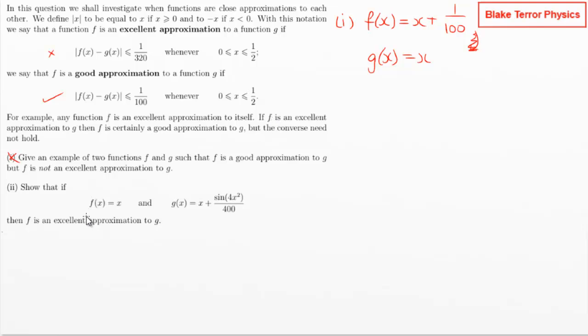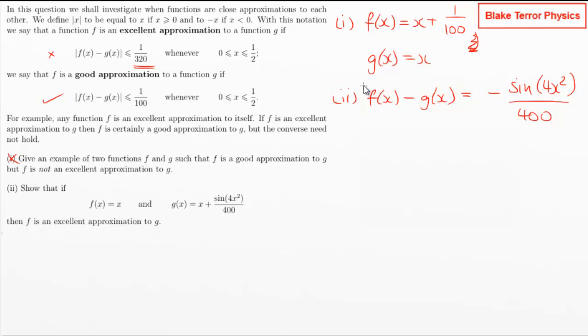You've probably got a different answer to me on that one, but it all comes out the same. Show that if f of x equals that and g of x equals that, then f is an excellent approximation. So we want to be in this top one. We're going to do f of x minus g of x. The x's cancel, so we get minus sine 4 squared over 400, and we're taking the modulus of that. The most we're going to get on the right hand side is 1 on the top, so that's less than or equal to 1 over 400, which is less than 1 over 320. Therefore, excellent approximation.